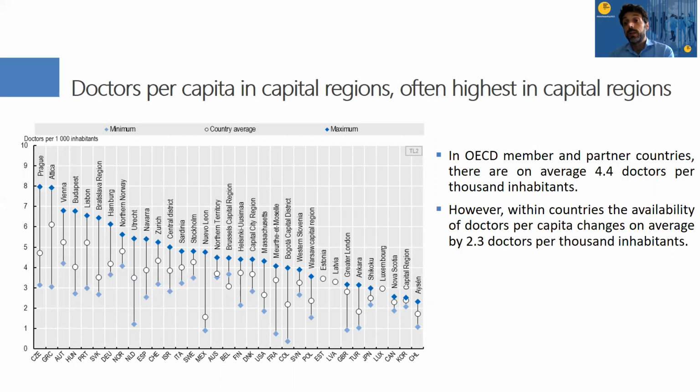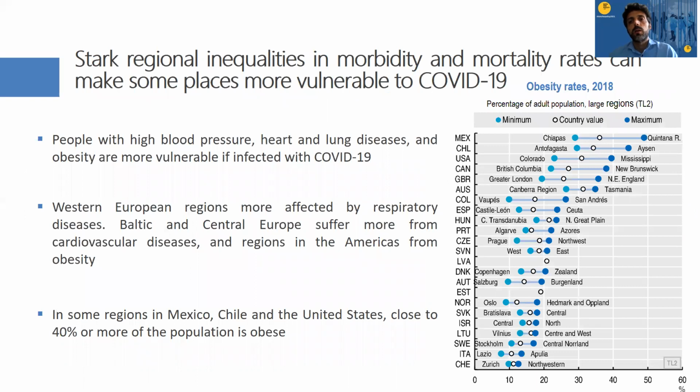There are important differences within country. On average, let's say there are 4.4 doctors per 1,000 inhabitants, but within country there is a difference of 2.3 doctors per 1,000 inhabitants between different regions. We can think that this availability of health facilities might have played a role in terms of the impact of the pandemic, especially at the beginning when it was a very hard shock.